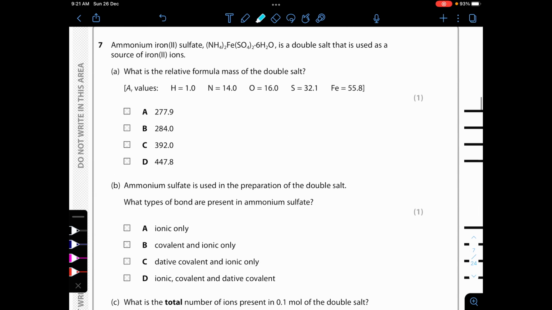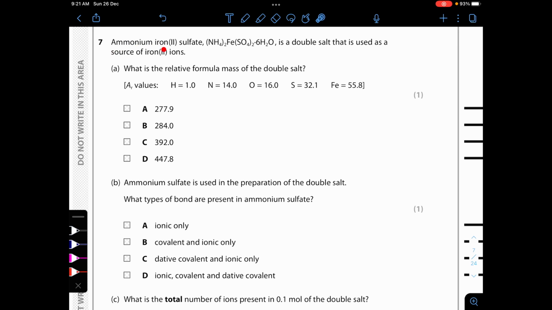Alright, let's move on to question number 7. Ammonium iron(II) sulfate, (NH4)2Fe(SO4)2 and 6H2O, is a double salt that is used as a source of iron(II) ions. What is the relative formula mass of the double salt? That's pretty straightforward. All we have to do is add everything up. There are 2 NH4, so 2 times (N is 14 plus 4 hydrogens, 4 times 1), plus Fe, which is 55.8, plus 2 SO4, which is 32.1 plus 4 times 16, plus the 6 water molecules, so 6 times H2O, which is 2 plus 16.